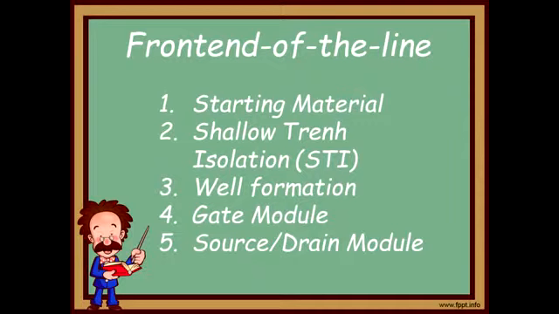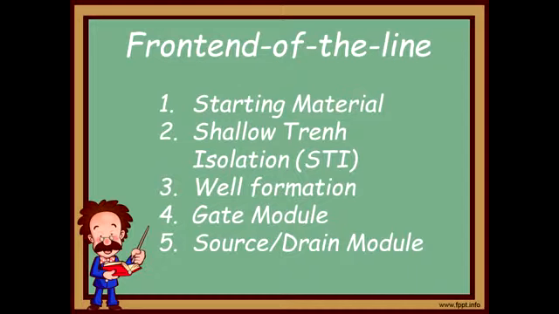So let us first describe the starting material, or the first process under the front end of the line processes. So here, literally, you will choose the starting material for your work. For example, what type of silicon wafer to be used. Okay, so here you're going to decide what is the type of your medium.